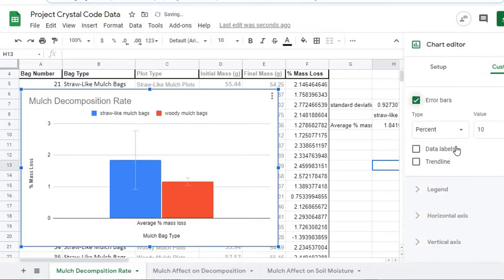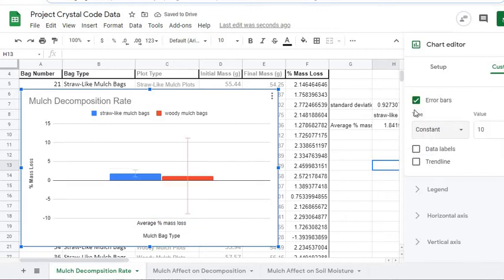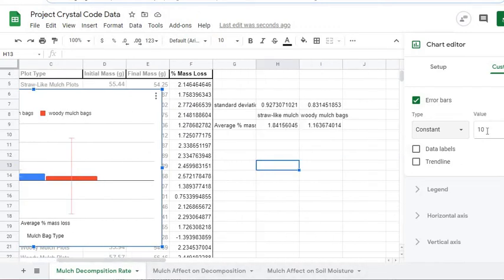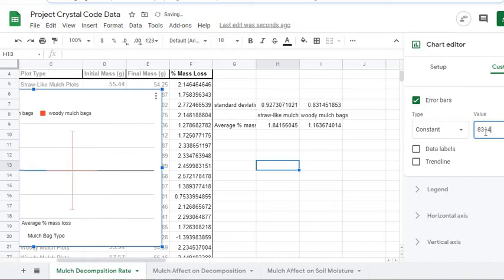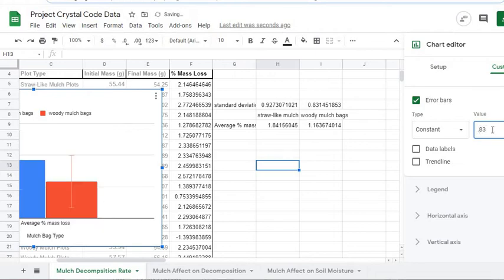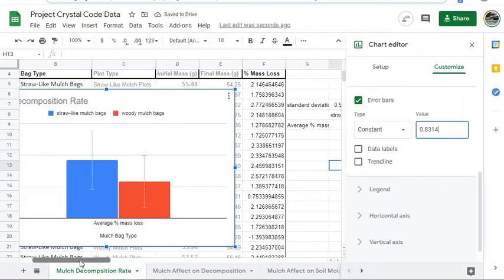Error bars, constant. The standard deviation doesn't calculate well when we have the average here. It will just be exactly what our mean is, which is why we need to do a constant and enter it in by hand. Let's see. For this it was 0.8314. Nope. I'm missing a decimal point. That's going to make my data horrible. Much better. All right, let's go back and look at our graphs and see what we have.